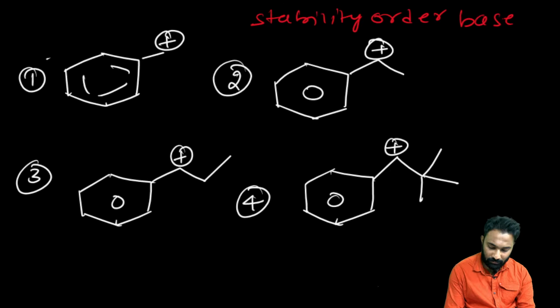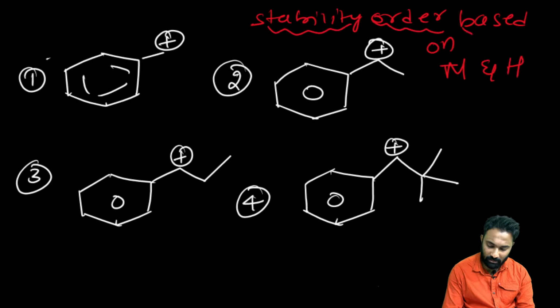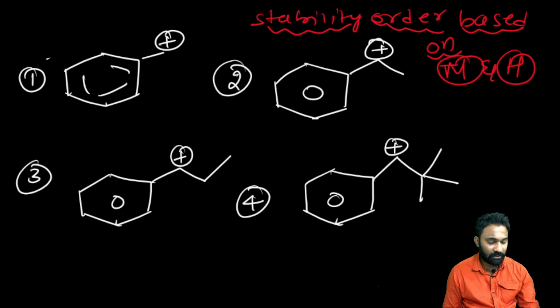based on mesomeric effect and hyperconjugation. Same is the stability order based on mesomeric effect and hyperconjugation. Among 1, 2, 3, 4, if anyone in the live, they can answer. Which is the more stable carbocation and why?